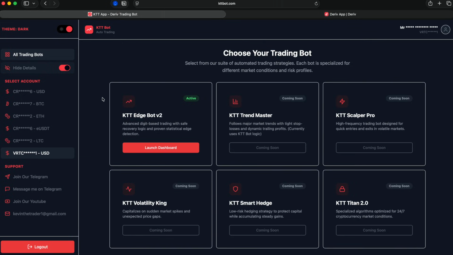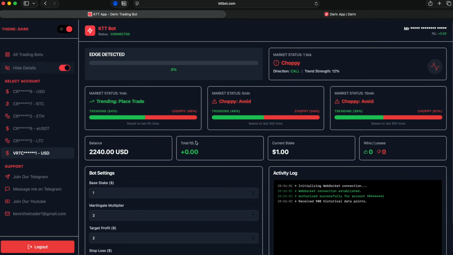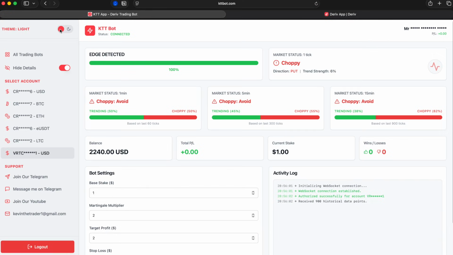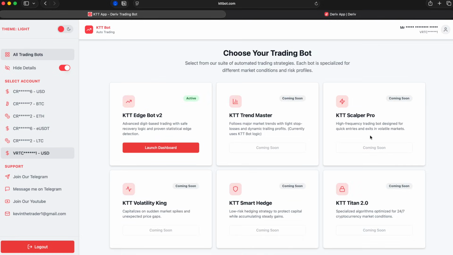This actually takes you to, let me show you, for example, if I'm in a different bot here, let me just toggle to a light mode. It will take me to this bot, and when I go back to all the bots, I'll see all the bots on my dashboard. Then you can hide your details. Like now I have hidden my CR codes here.